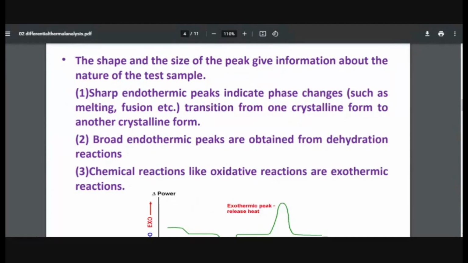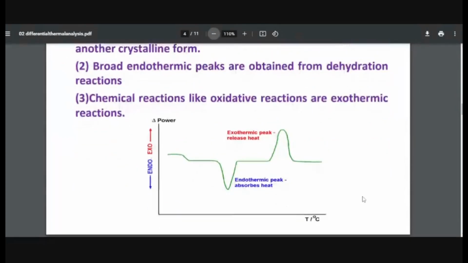We will continue our discussion where we left in the previous lecture. We were studying differential thermal analysis. We saw how the endothermic and exothermic reactions produce different types of peaks. So we will see some examples also.